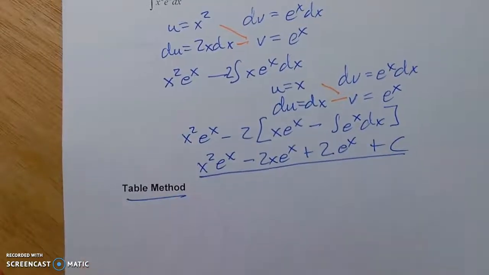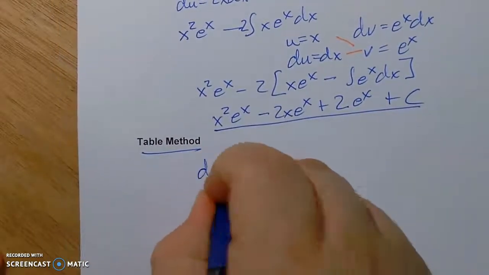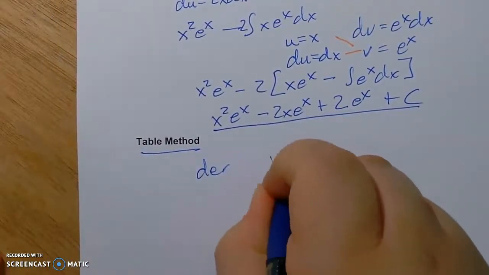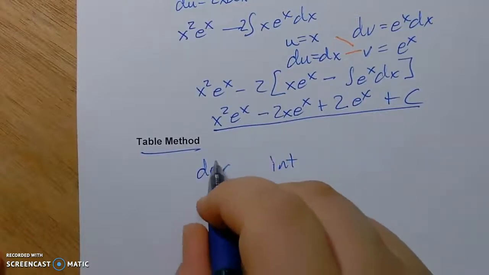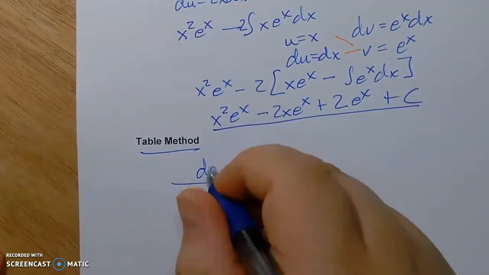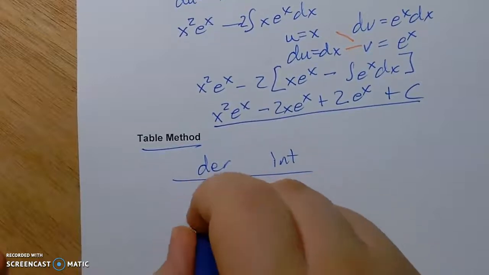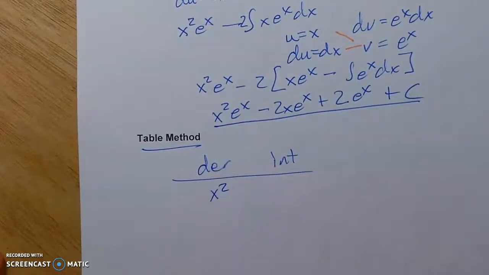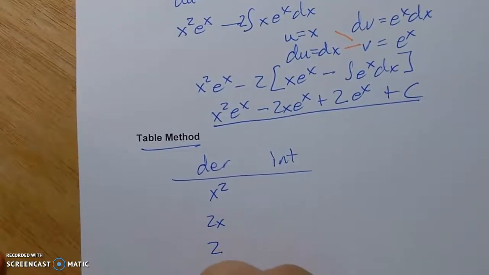And here's how the table method works. We're going to pick one side to be the derivative and one side to be the integral. You always want the thing that's going to disappear or decay to be your derivative. So that's going to be your x squared. And we're just going to go until it disappears. So x squared, derivative of that is 2x, derivative of that is 2, derivative of 2 is 0.